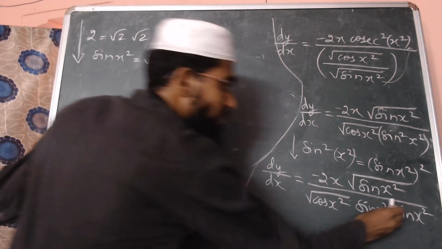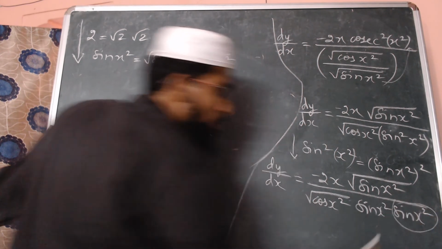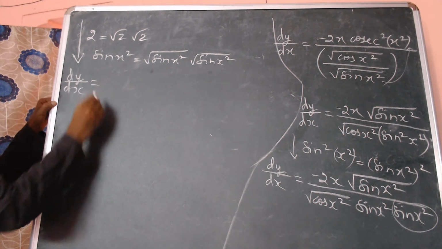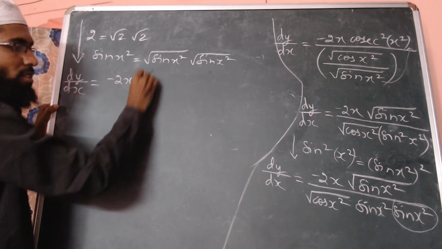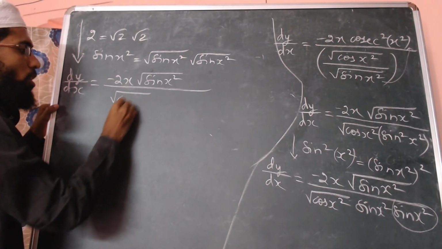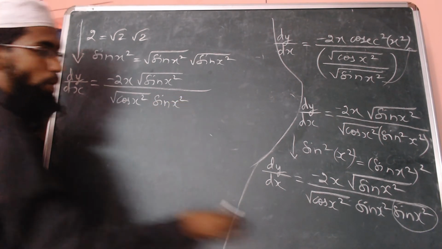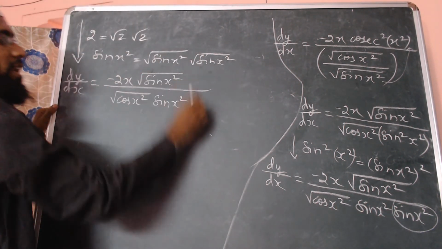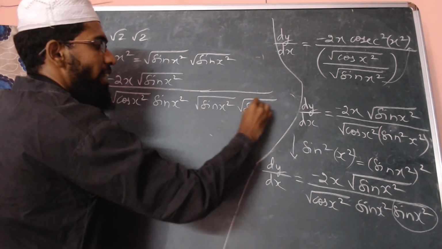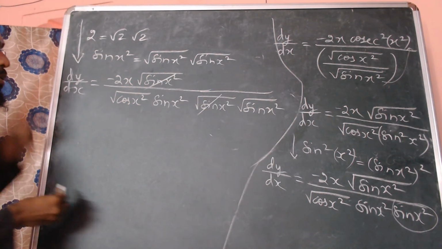Right, in that I have 2 sine of x square. One sine of x square I just replace as it is. The other term, I'll use this concept. So dy by dx equal to minus 2x root of sine of x square divided by root of cos of x square sine of x square into this root of sine x square. What I'm going to do, I'm going to write like this, root of sine x square into root of sine x square. Now I can cancel this root and this root. Okay, yes, what is left out?